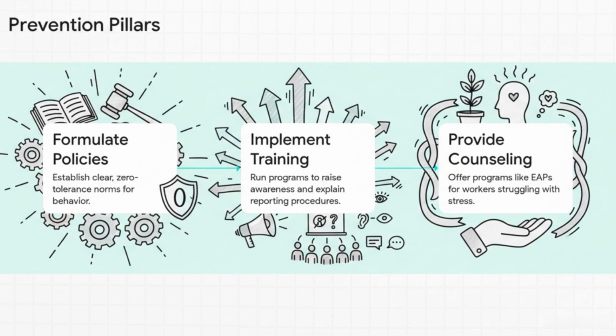Number 1, you need crystal clear zero-tolerance policies. No gray areas. Everyone has to know the rules. 2, you've got to train people. They need to know how to spot the warning signs and exactly what to do when they see them. And 3, you have to provide support, like counseling programs, to help people manage stress before it boils over.